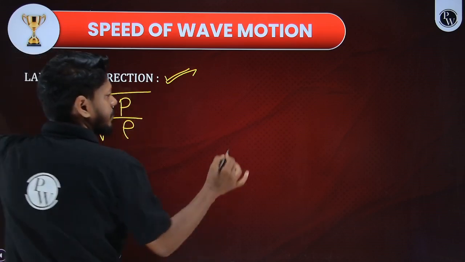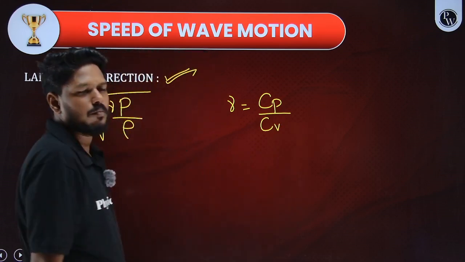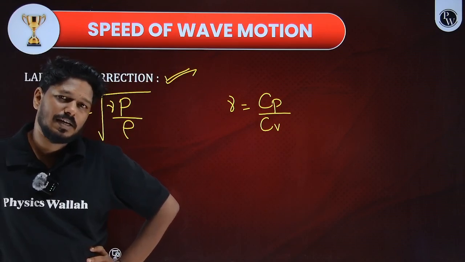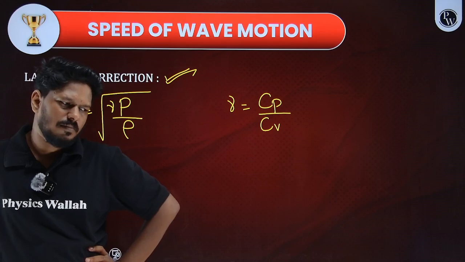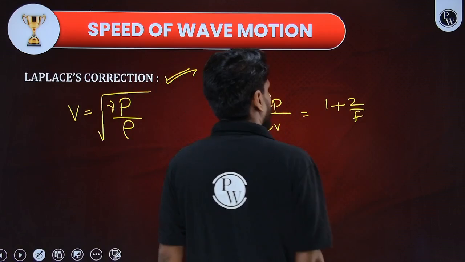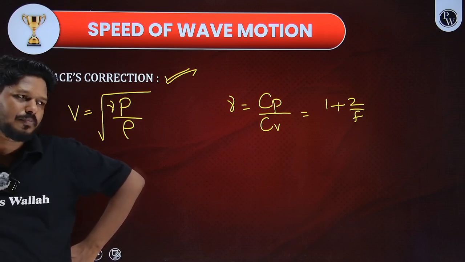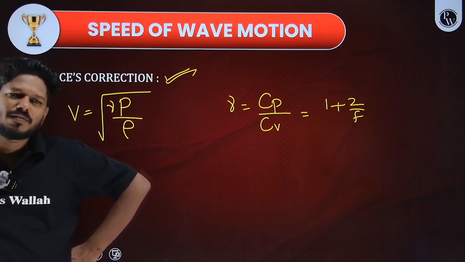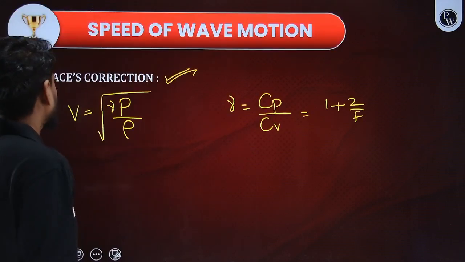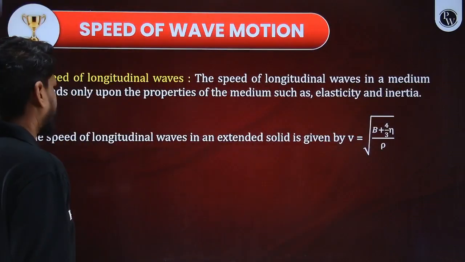What is this gamma? Gamma is equal to Cp by Cv, that you might have studied in thermodynamics, for monoatomic gas, diatomic gas, triatomic gas. So gamma can be written as 1 plus 2 by F. This is my gamma. Okay, so till now, whatever I have taught, just remember the formulas. All the things are very much easy. Don't worry about anything, just remember the formula.